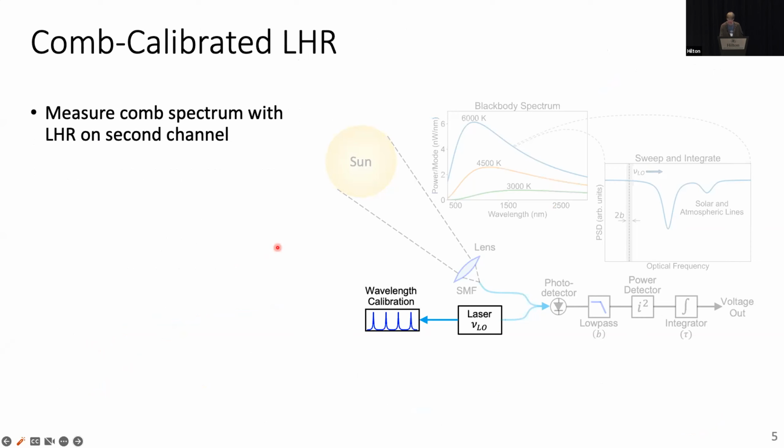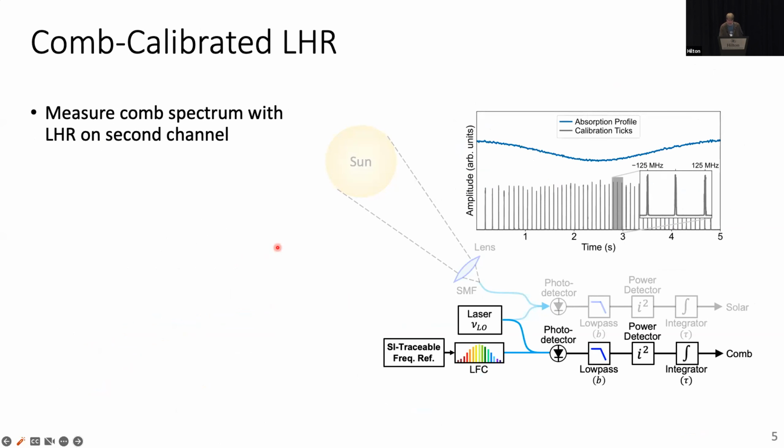Our wavelength calibration is a frequency comb. We integrate this into our system as a second LHR channel. Using the same local oscillator laser, we map out the solar spectrum and the spectrum of the frequency comb. The time domain data is recorded simultaneously on an oscilloscope and looks much like this plot in the upper right. Notice here that the comb line spacing is much smaller than what you'd use on a spectrograph. Here we have only 125 megahertz mode spacing.